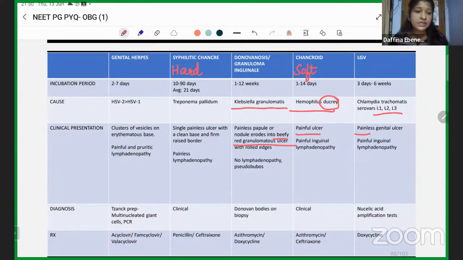Treatment for genital herpes, you give acyclovir, famciclovir or valacyclovir. Syphilis, treatment is either penicillin or ceftriaxone. Donovanosis, you can give azithromycin, either 1 gram once every week or 500 milligram for 3 weeks at a stretch. Chancroid, the treatment is azithromycin or ceftriaxone, and LGV, it is doxycycline. And the most important one that you have to remember is donovanosis, and syphilis, it is penicillin or ceftriaxone.